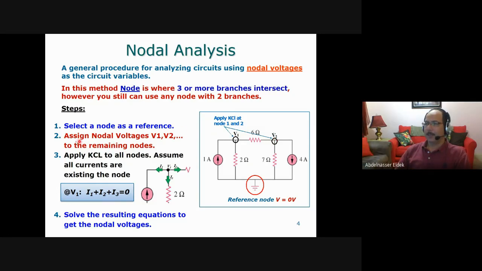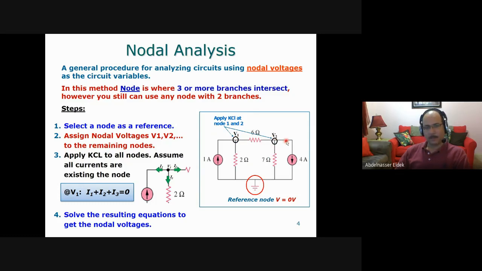So as I said here, first we select one node as a reference. I did that. Assign names, V1, V2, whatever, for the remaining nodes. And then we apply Kirchhoff current law at each node. So at this node, apply Kirchhoff current law. So I add a summation of currents entering the node equals summation of currents exiting the node. So this is Kirchhoff current law. And you do the same here. So you add the current here and current here and current here. And same for this one.